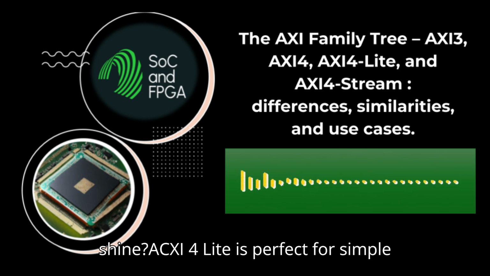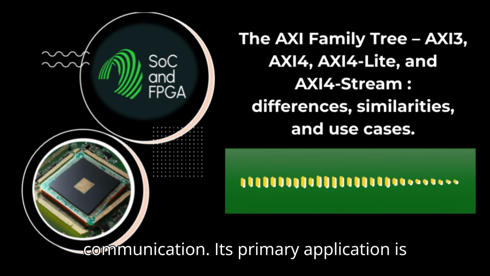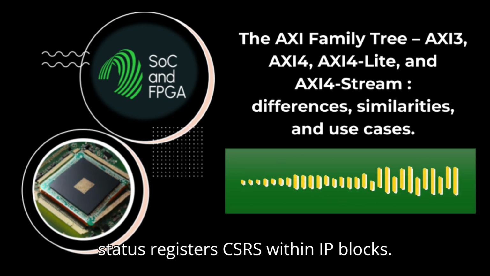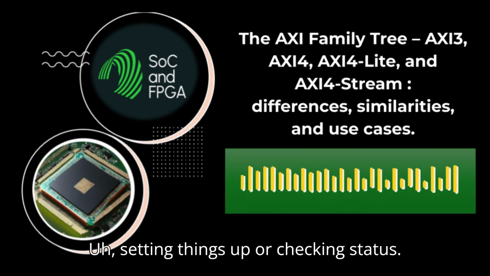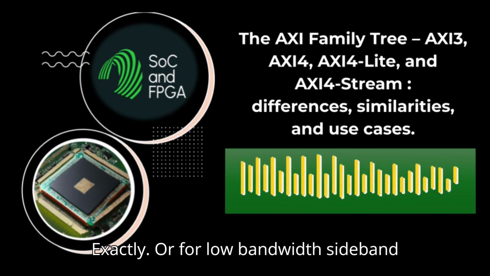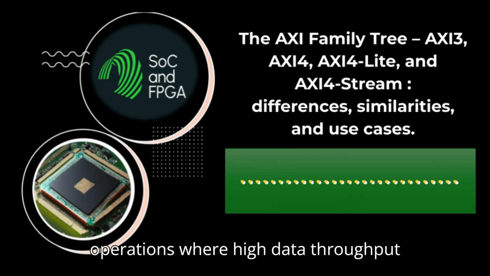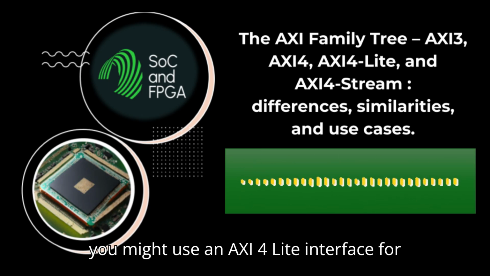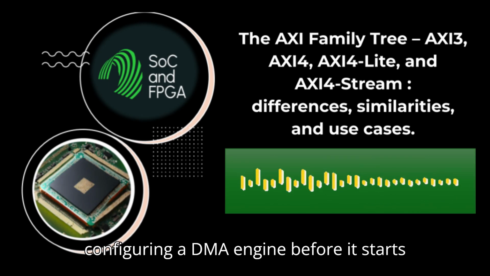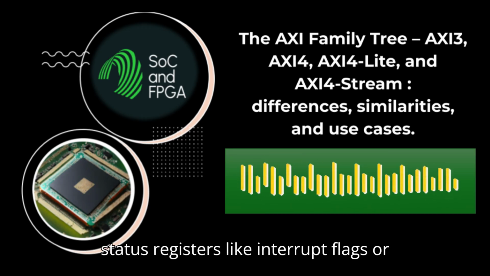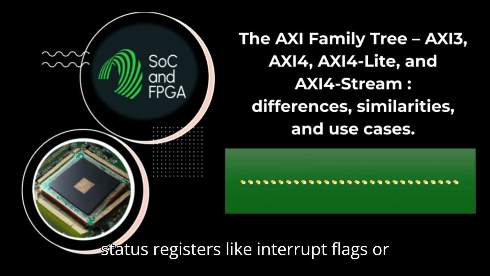AXI4 Lite is perfect for simple, low-throughput memory-mapped communication. Its primary application is accessing and configuring control and status registers, CSRs, within IP blocks. Ah, setting things up or checking status. Exactly. Or for low-bandwidth sideband operations where high data throughput just isn't the priority. For instance, you might use an AXI4 Lite interface for configuring a DMA engine before it starts a large AXI4 transfer, or for accessing status registers like interrupt flags or error counters.